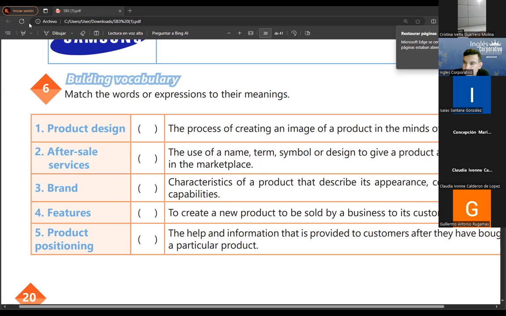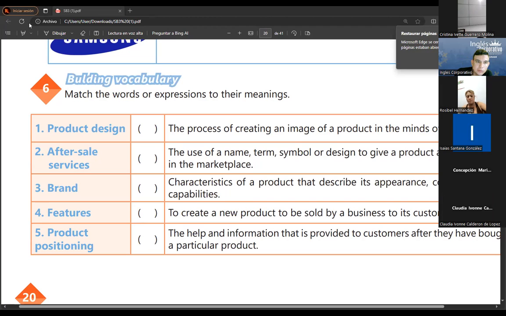All right, in the previous class, we studied the use of enough. Also, we had the reading. And yesterday, we had the vocabulary practice. For example, does anybody remember what product design is? What is product design? Is to create a new product to be sold by a business with customers. What is product design? Does anybody remember?